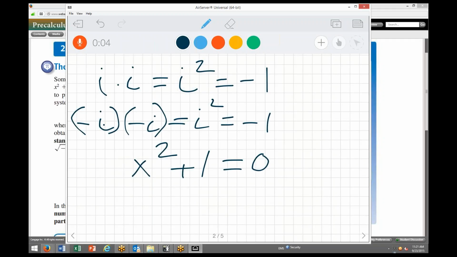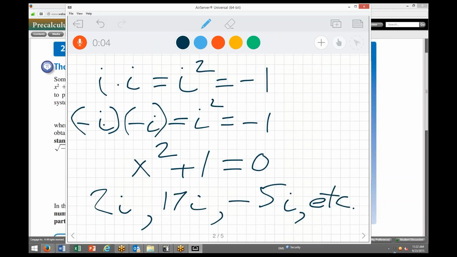We could also have multiples of i. We can have, for instance, 2i, 17i, negative 5i, etc. In other words, we can take any real number we wish and multiply it times i, and we get another purely imaginary number. So 2 times i is still an imaginary number. 17i is another imaginary number, etc., negative 5i.